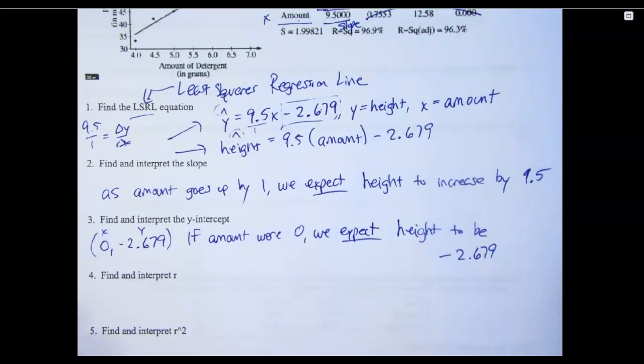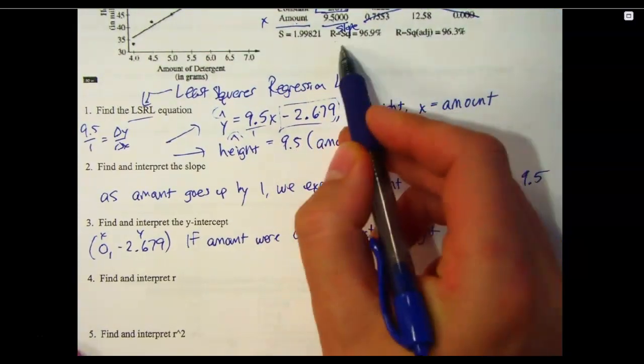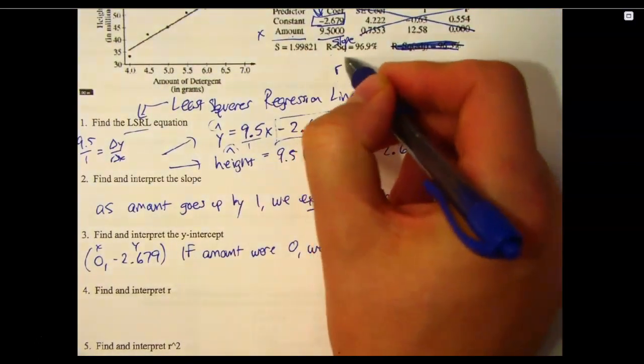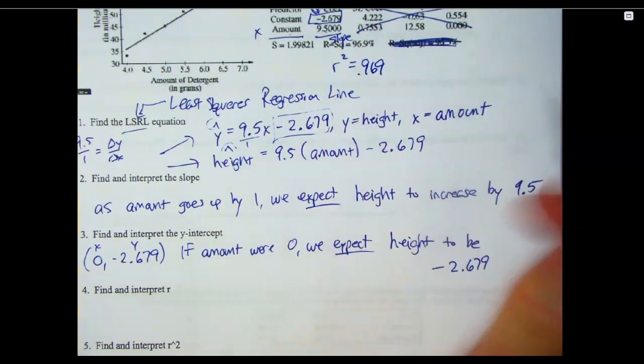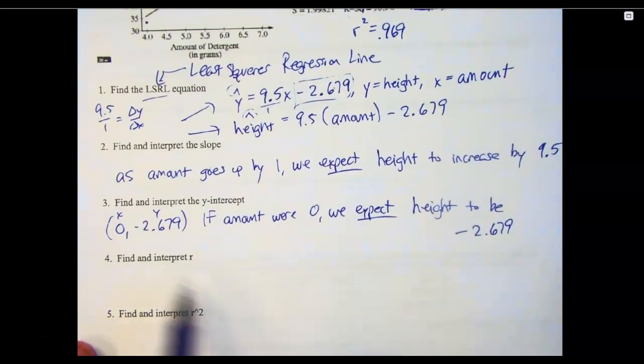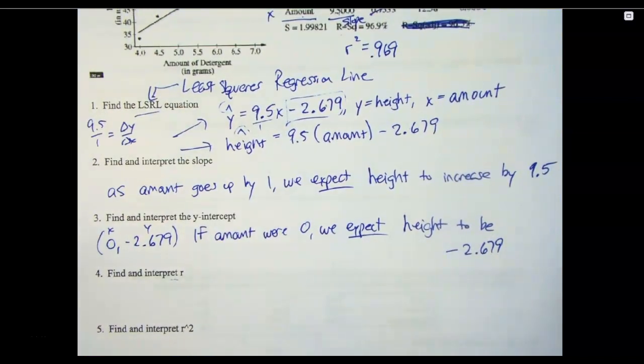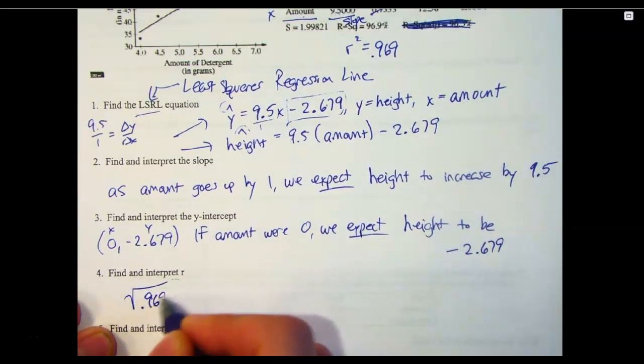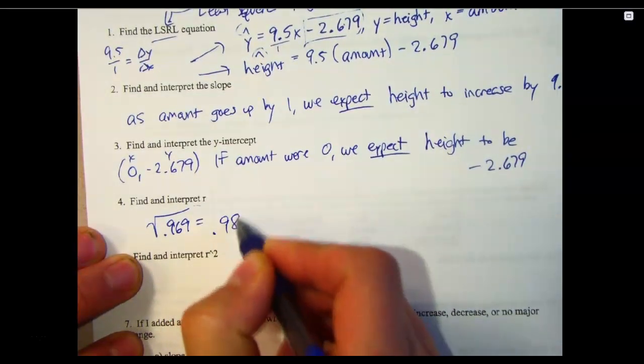Find and interpret r. So I might have crossed off too much here. Sometimes this chart will give you R squared and R squared adjusted. Never use the adjusted. But this basically tells us R squared is 0.969, 96.9%, but I want r in this case. So what do I do with that r squared to get to r? Square root it. So the square root of 0.969 is 0.984, and that's your r.